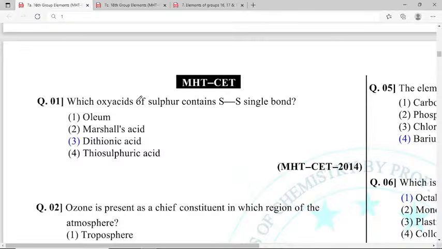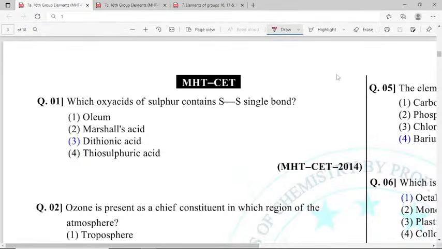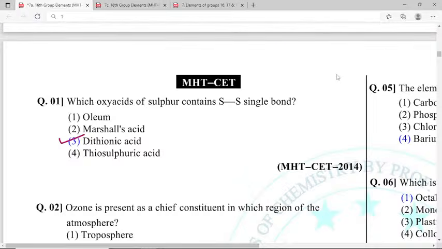Which oxyacid of sulfur contains sulfur-sulfur single bond? Dithionic acid. Dithionic acid contains the sulfur-sulfur single bond.